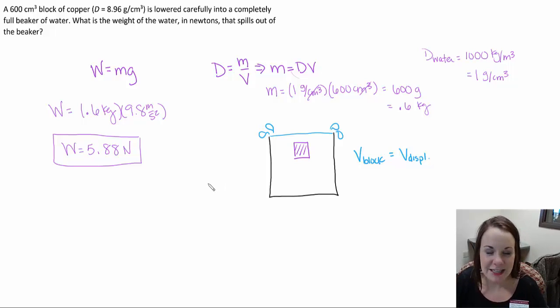So try some more problems like this and see if you can figure them out using some of the skills that we've just learned. Good luck!